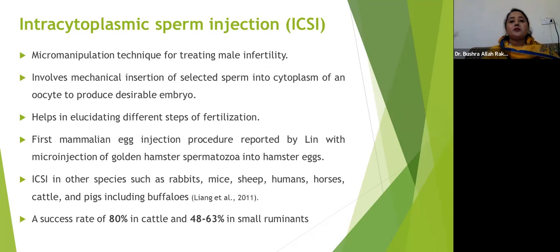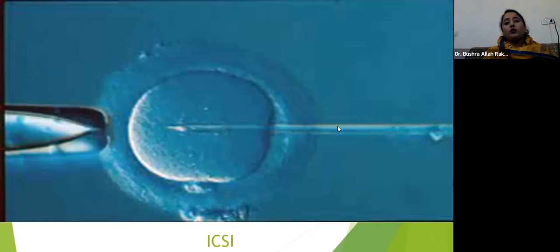Then coming to intracytoplasmic sperm injection, this is a micromanipulation technique for treating male infertility. It involves the mechanical insertion of sperm into the cytoplasm of an oocyte to produce the desirable embryo. The success rate of this technique is 80% in livestock, like in cattle, and up to 63% in small ruminants. Most of the time the sperm do not have sufficient proteins to inject DNA into the cytoplasm, so we can simply inject the sperm into the cytoplasm of the oocyte, and then fertilization can be successful.